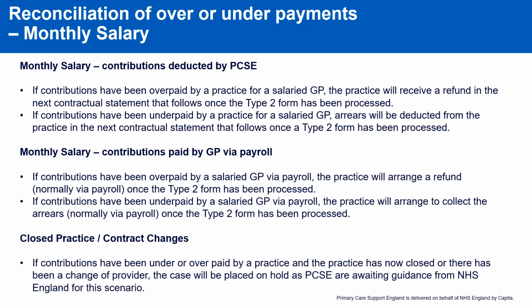And similarly, if you have underpaid contributions because you've been paying at a lower tier rate than your total pensionable pay dictates, then the practice needs to arrange to collect the arrears. Again, that's normally via payroll, but that is something you need to liaise with them around. So once that Type 2 form has been processed, then you can sort out the payment of the arrears with them.